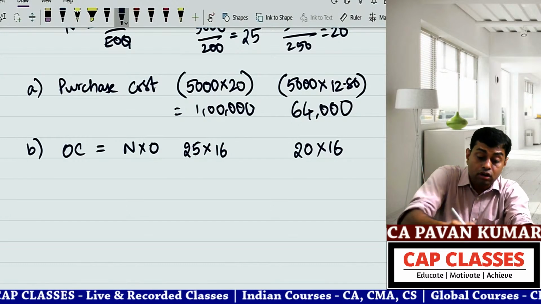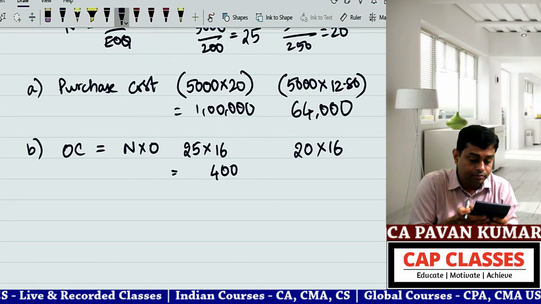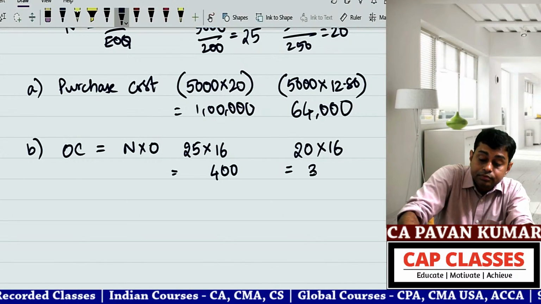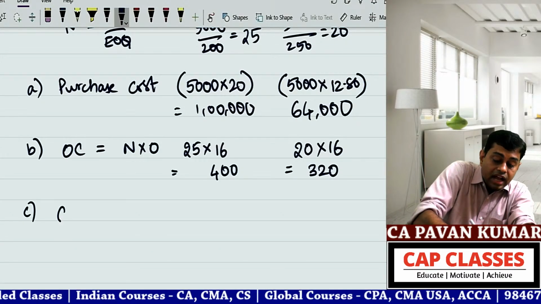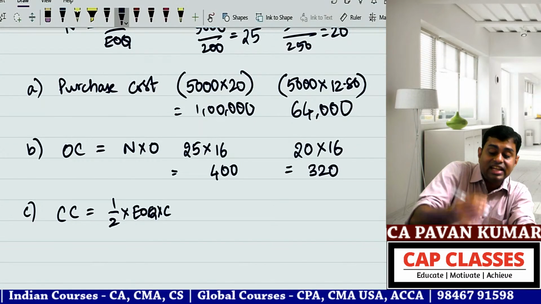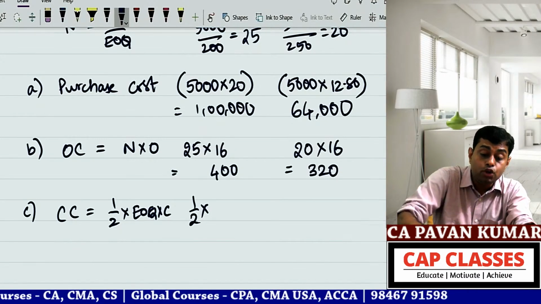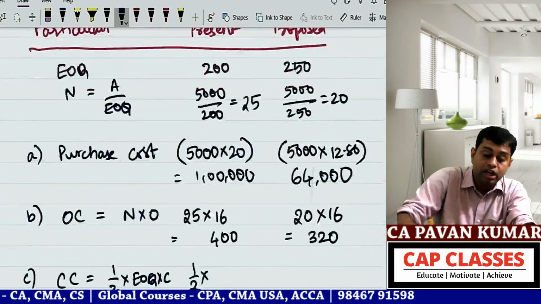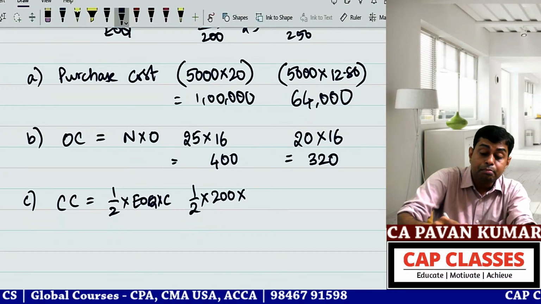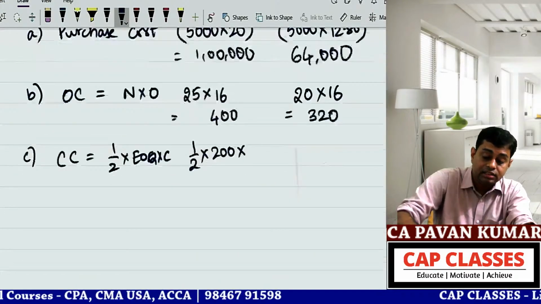25 into 16, how much? It should be 400 rupees. Here 20 into 16, it should be 320. See, carrying cost is equal to half into EOQ into C. So here half into what is EOQ? First situation EOQ is 200 units into carrying cost. Present situation carrying cost was 4 rupees.